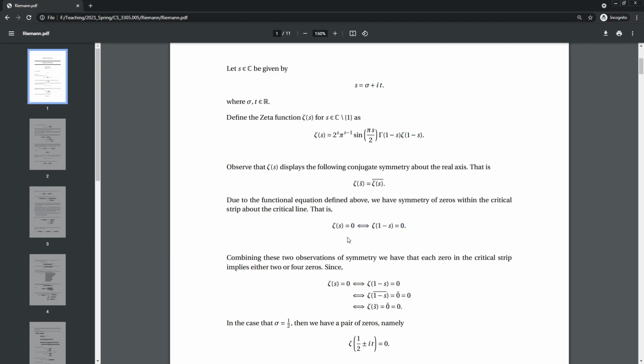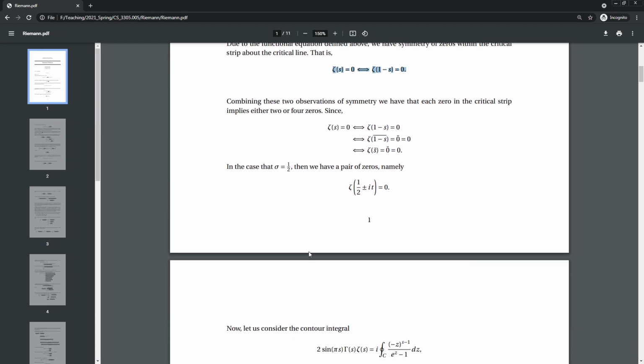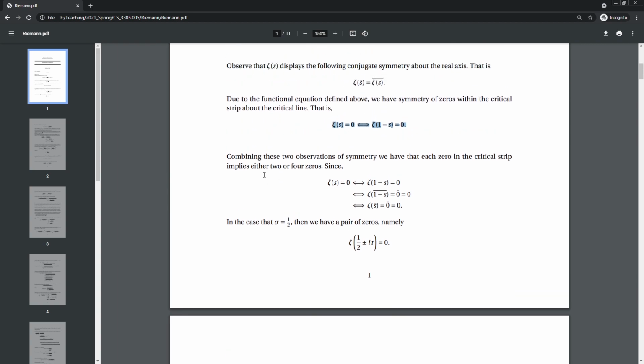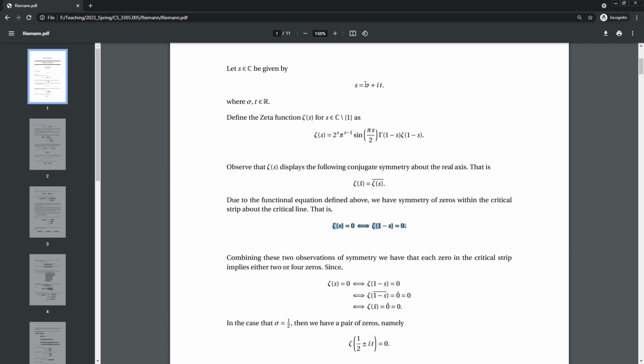And so we get this: we have symmetry about the real axis, and we have symmetry about the critical line. So we combine those two observations, and we see that the non-trivial zeros, the ones that are in that region we discussed on Tuesday, will have, each time we encounter some value t for the input variable which satisfies the equation zeta of s equals 0, either 2 or 4 zeros associated to it.